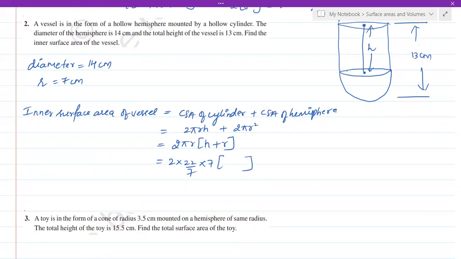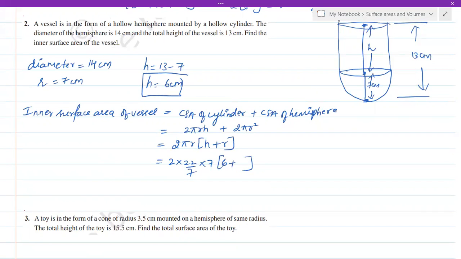How do we find this? It's very easy. From the center to any point on the hemisphere is what? Radius, isn't it? So this radius is 7 centimeter. So the total value is 13. In that 13, if you subtract 7, we get height, isn't it? So height is equal to 13 minus 7. Therefore, H is equal to 6 centimeters.